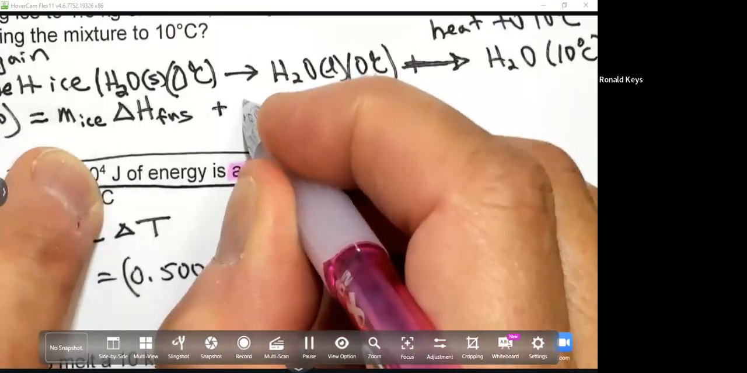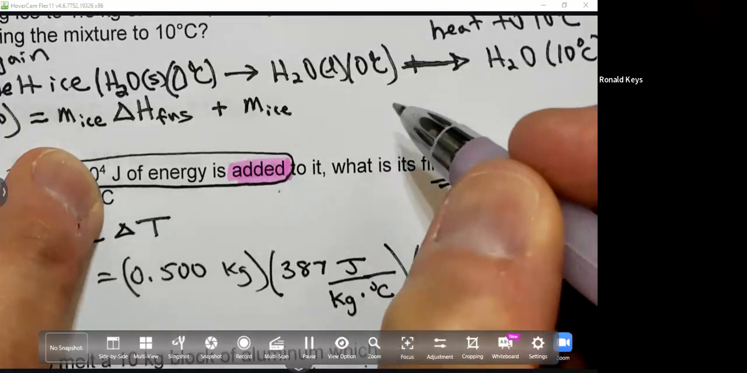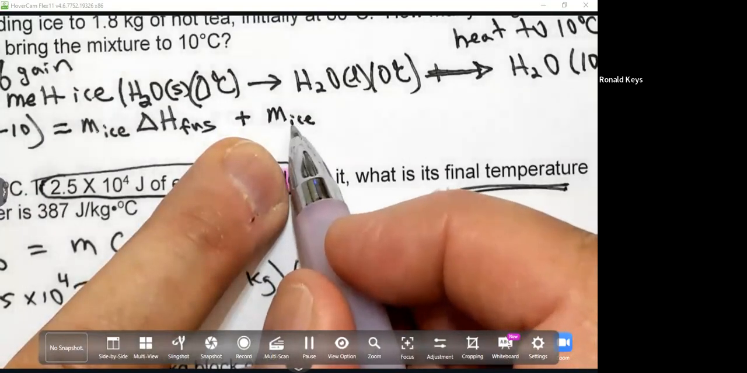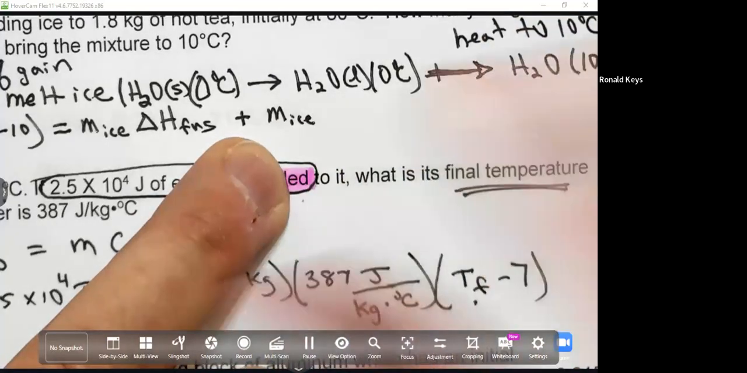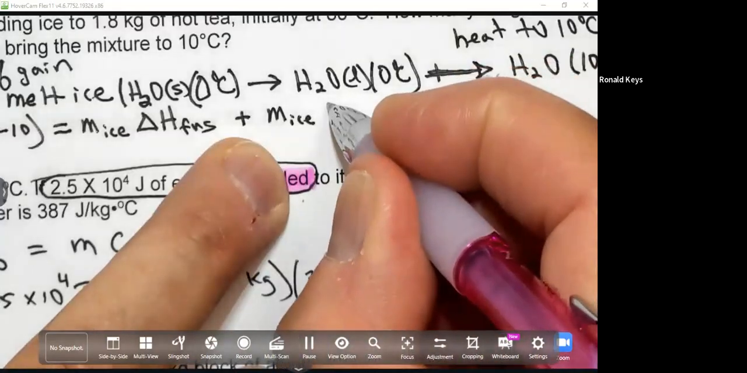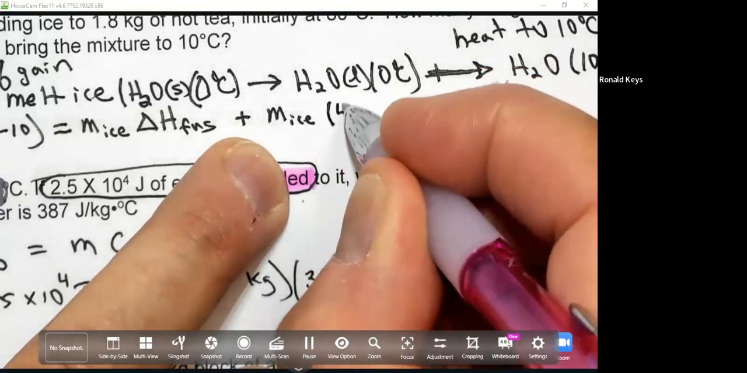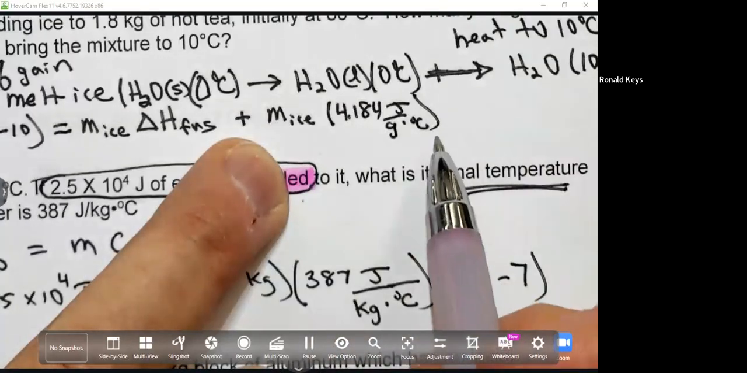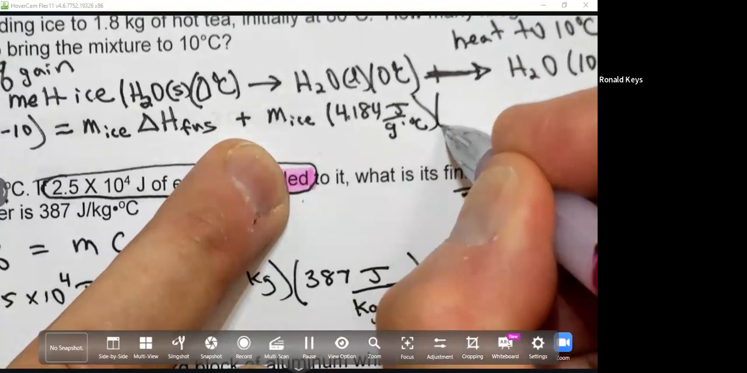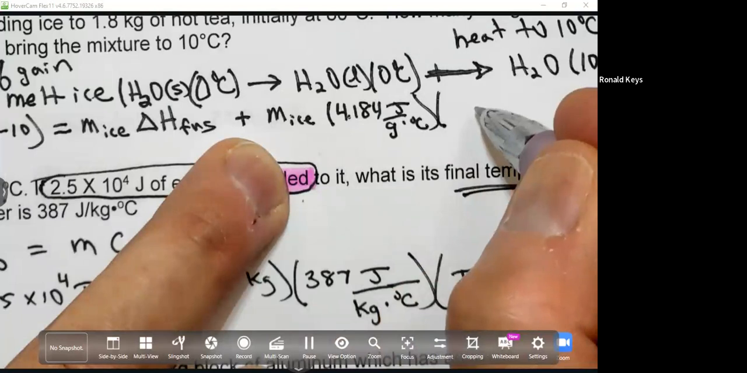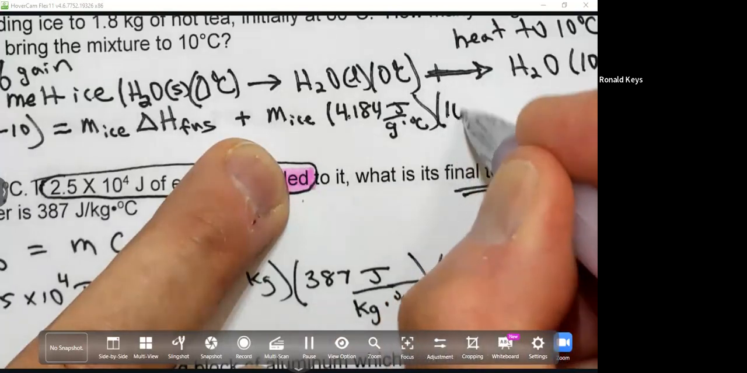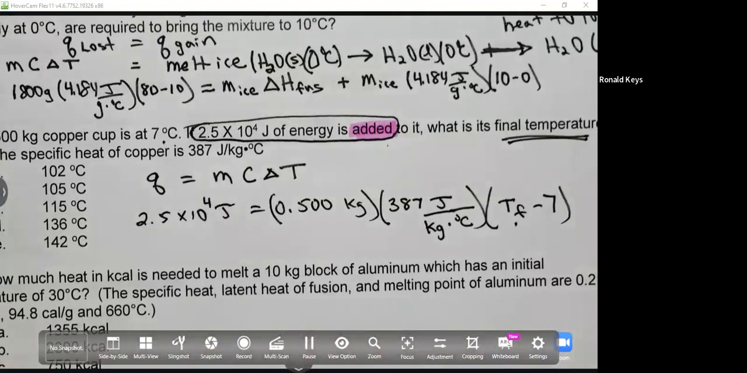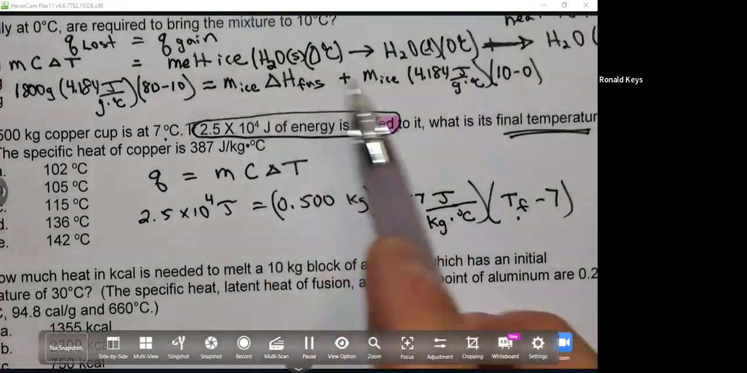So this is going to be plus my mass of ice. Now it's not ice at this time, right? It's really not ice at this time, but I'm going to leave M ice because it's the same number there. Mass of ice times my specific heat. It's liquid water now, 4.184. Then my temperature change here is 10 degrees, right? 0 up to 10. I could go 10 minus 0.